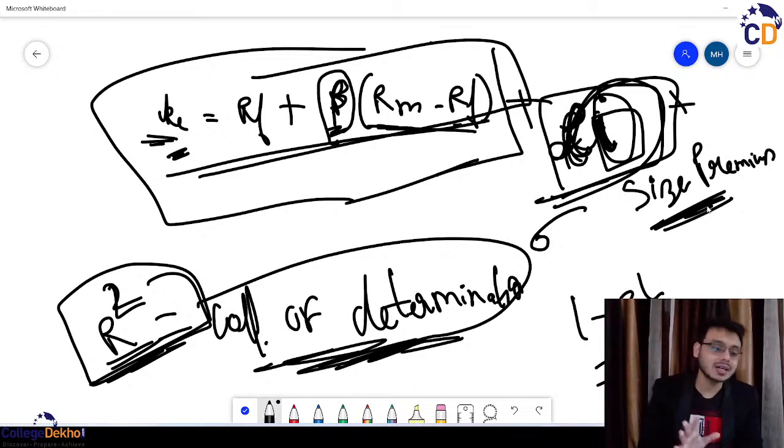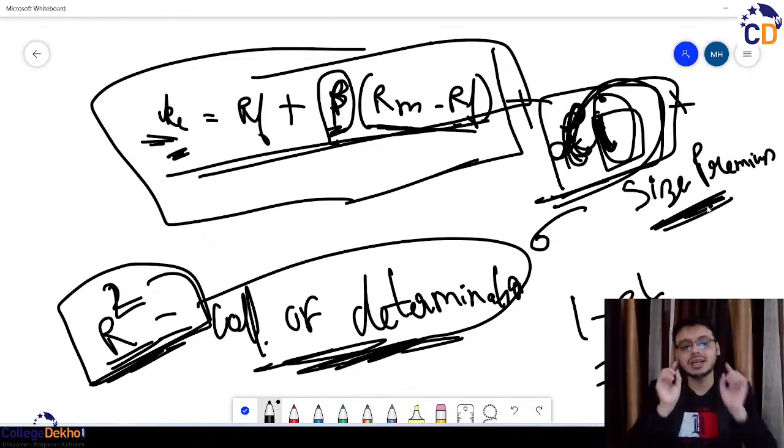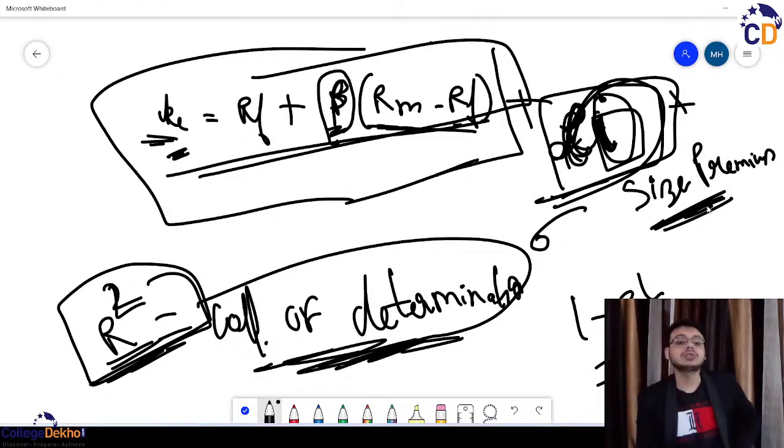So I will be discussing some of the most important assumptions of the CAPM model that must be in your mind 24/7. People also ask you the assumptions of the CAPM model in interviews. So what is the first assumption of the CAPM model? The first assumption is that the investor is rational.